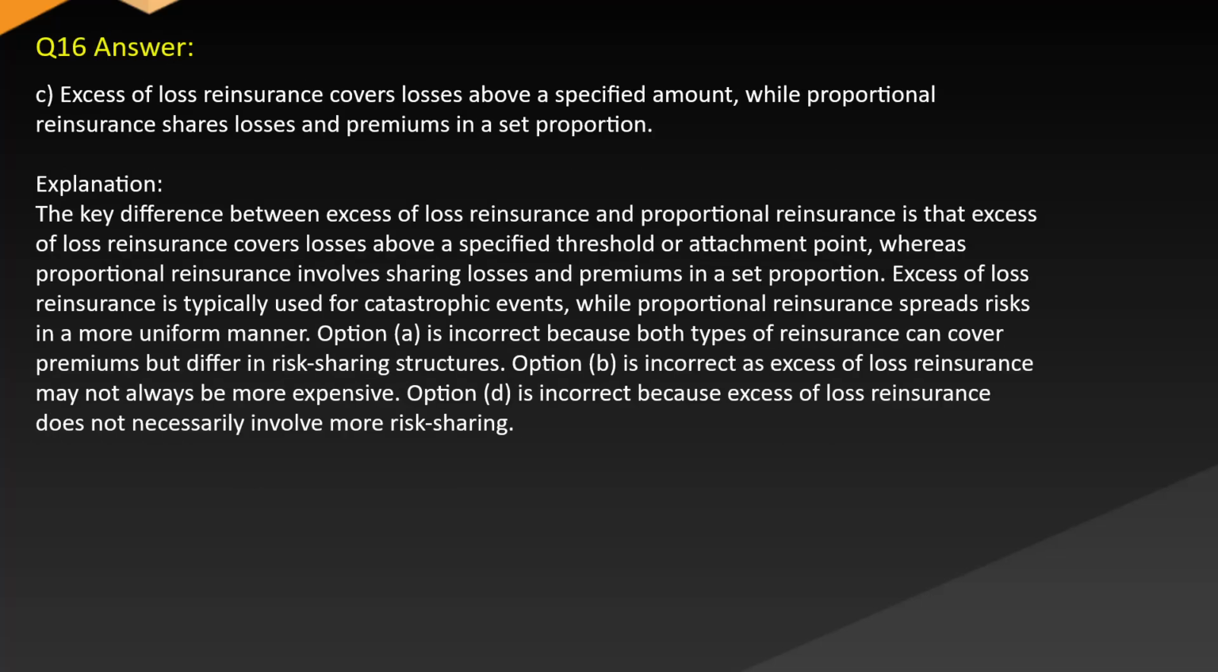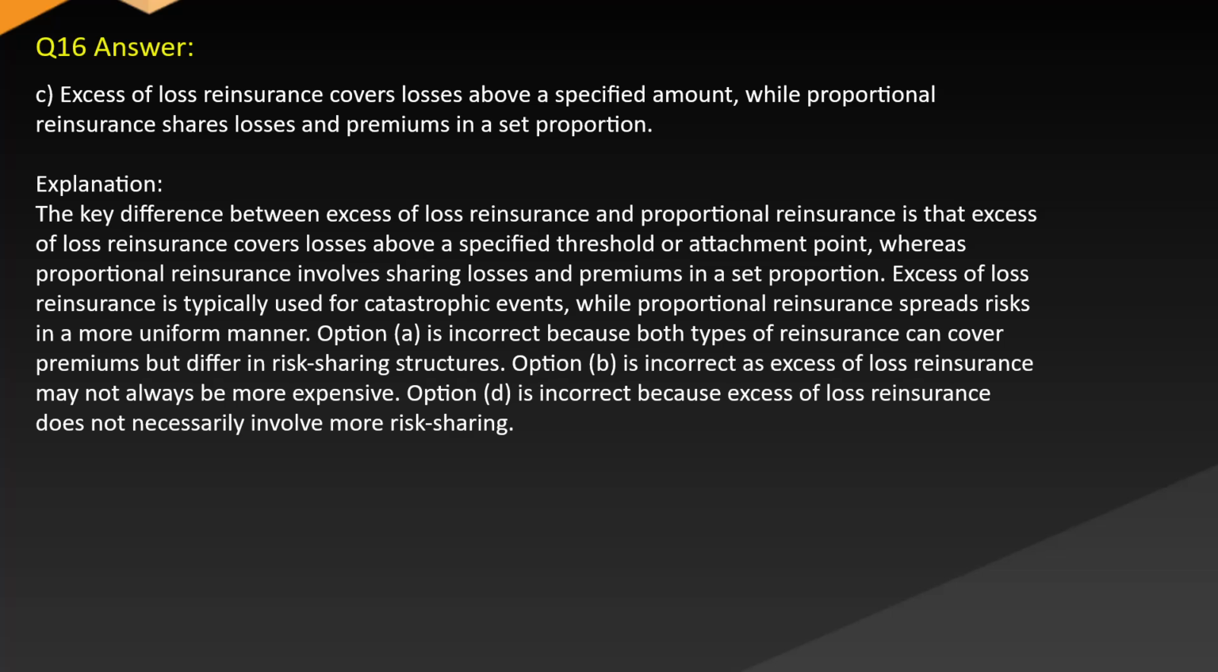Answer: C. Excess of loss reinsurance covers losses above a specified amount, while proportional reinsurance shares losses and premiums in a set proportion. Explanation: the key difference is that excess of loss reinsurance covers losses above a specified threshold or attachment point, whereas proportional reinsurance involves sharing losses and premiums in a set proportion. Excess of loss reinsurance is typically used for catastrophic events, while proportional reinsurance spreads risks in a more uniform manner.